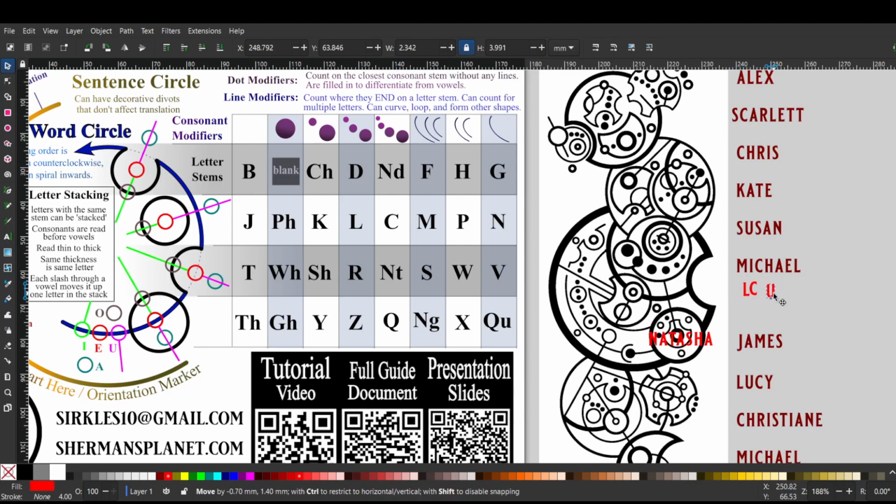So right now we are like this, the LC and the U, and then each slash through a vowel moves it up 1 letter in the stack. So this vowel has 1 slash through it. So we move the U up 1 letter in the stack. So making that an LUC here. This is an LUC stack. And then our last letter in this word circle has 2 dots on it. So 2 dots. And is a circle on the line of the word circle. So here's the word circle line. Here's those 2 dots on the Y, making it a Y. So that would be Lucy.